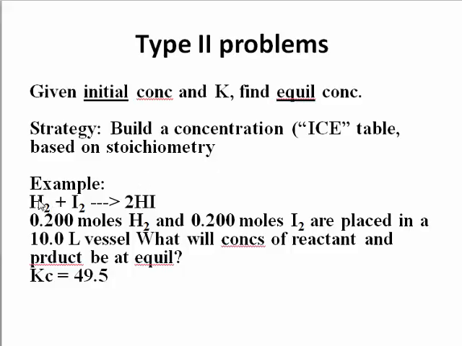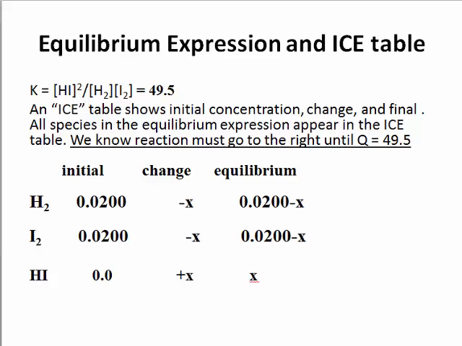Let's take H2 plus I2 goes to 2 HI. We put 0.2 moles of H2 and 0.2 moles of I2 in a 2-liter vessel. What will the concentrations of reactant and product be at equilibrium? And we have a Kc value. At equilibrium, K is equal to the HI concentration squared over the concentration of H2 times the concentration of I2, and this equals 49.5.